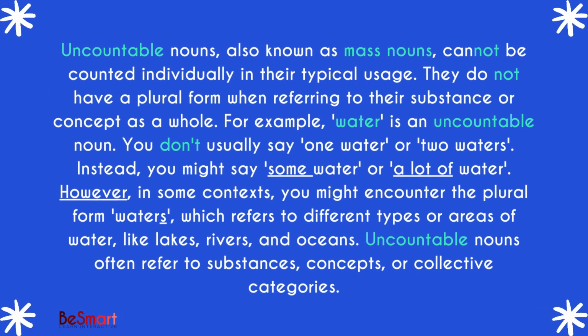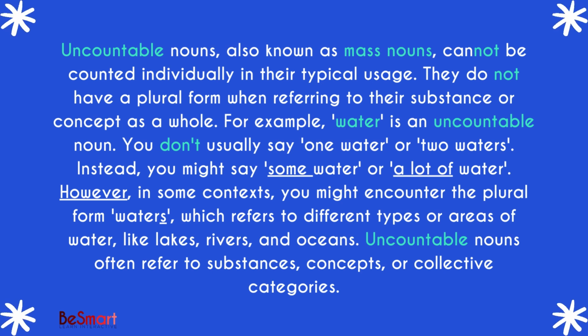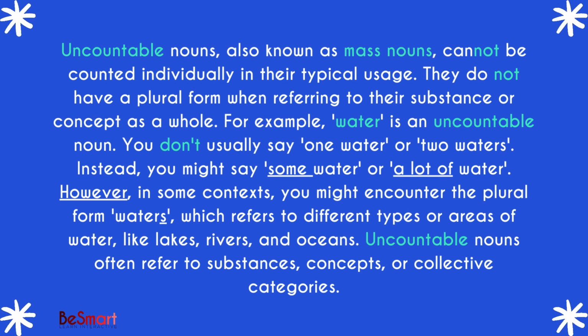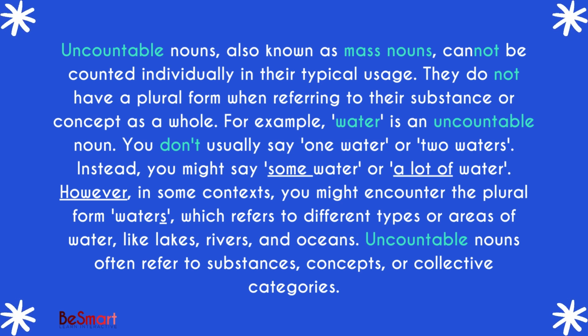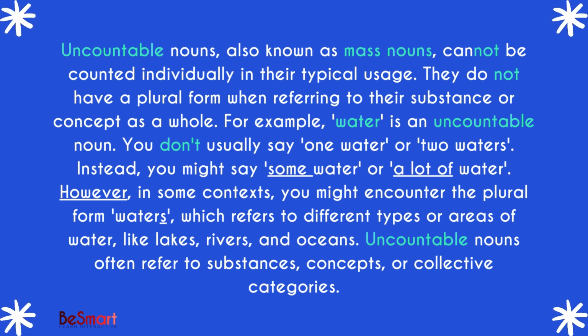Uncountable nouns, also known as mass nouns, cannot be counted individually in their typical usage. They do not have a plural form when referring to their substance or concept as a whole. For example, water is an uncountable noun. You don't usually say one water or two waters. Instead, you might say some water or a lot of water. However, in some contexts, you might encounter the plural form waters, which refers to different types or areas of water like lakes, rivers, and oceans.